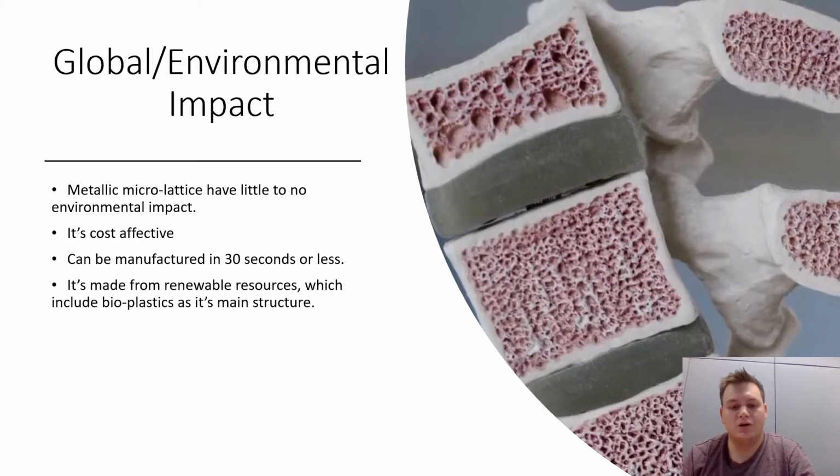In the manufacturing processes, the steps used to create micro-lattice structures have little to no effect on the environment. The impact that it has globally is that it could revolutionize material manufacturing, being 99.99% air allows the material to be used in multiple industries. The production of the micro-lattice is cost-effective, which in turn gives more efficiency to the customer while minimizing a negative effect on the environment.